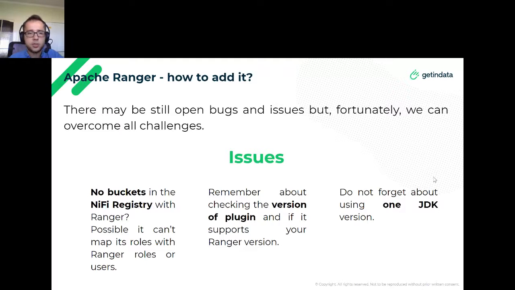About some issues and challenges, it's really important to use one JDK version to build any components or any plugin. It sounds simple, but it can sometimes be forgotten. The next thing is about choosing the right version of the plugin, or it's also quite reasonable to compile the right version from the source code.